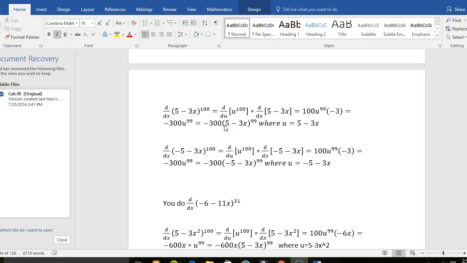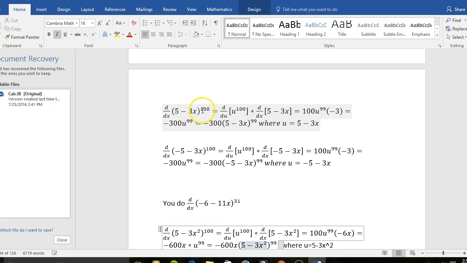Hello again. Let's look at this example. D by dx of 5 minus 3x to the power of 100. There's a little typo down here that's bothering me. Let me correct that. Sorry about that. We'll get to that later. So d by dx of 5 minus 3x to the power of 100.